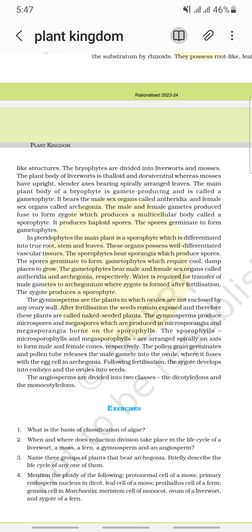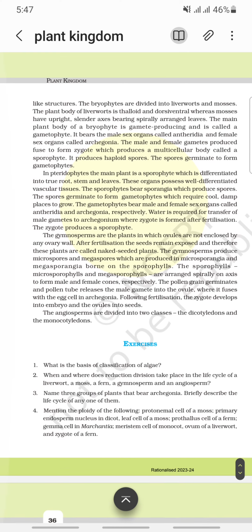The main plant body of a bryophyte is gamete producing and is called a gametophyte. It bears the male sex organ called antheridia and the female sex organ called archegonia. The male and female gametes produced fuse to form a zygote, which produces a multicellular body called a sporophyte. It produces haploid spores. The spore germinates to form a gametophyte.